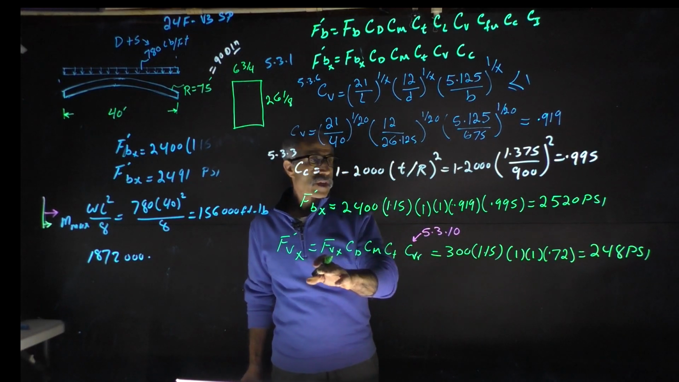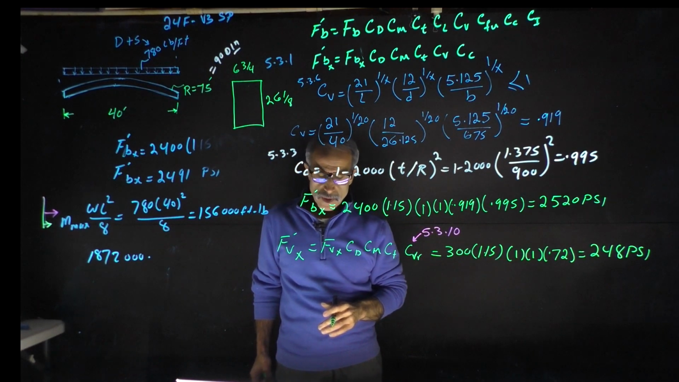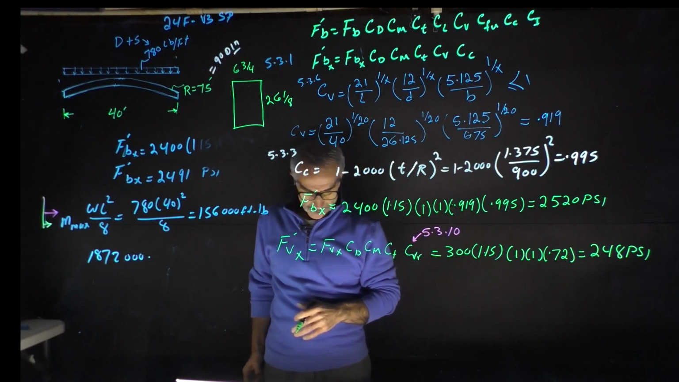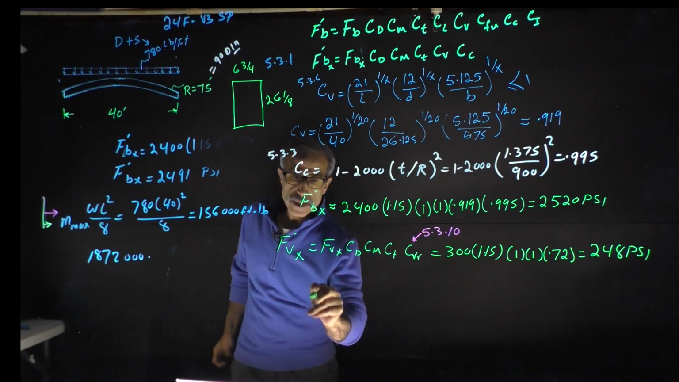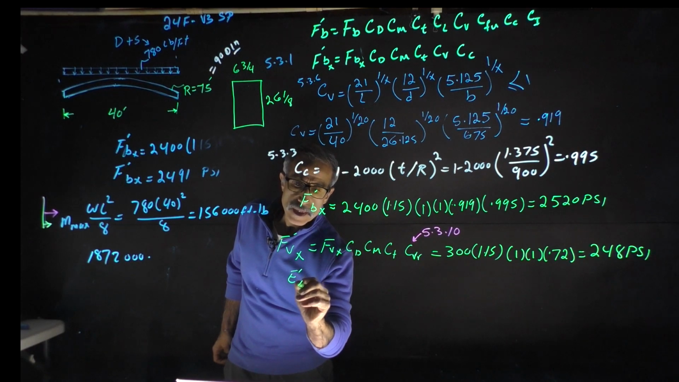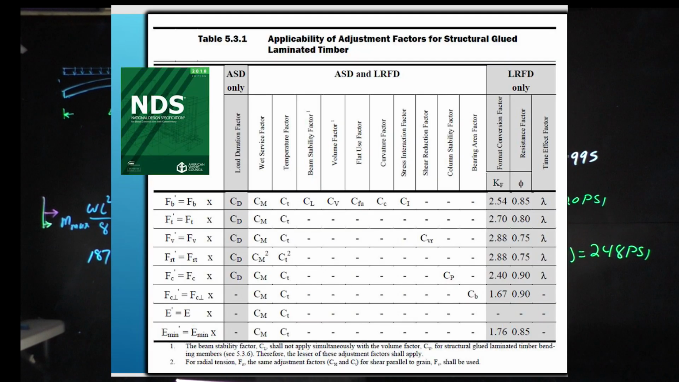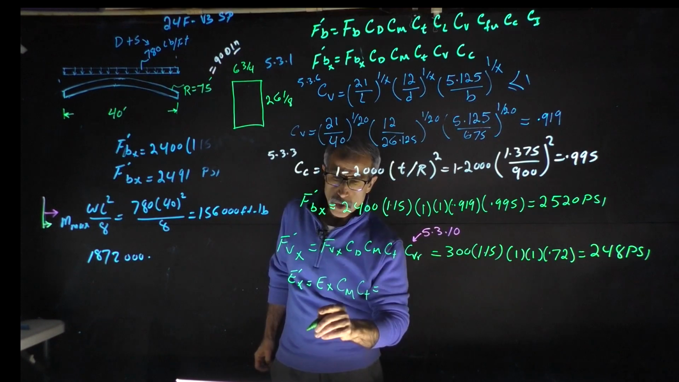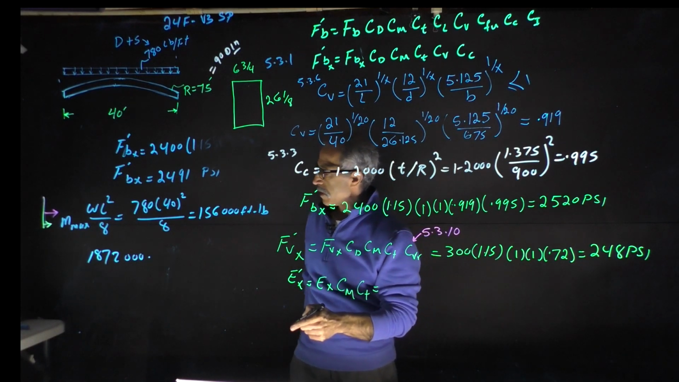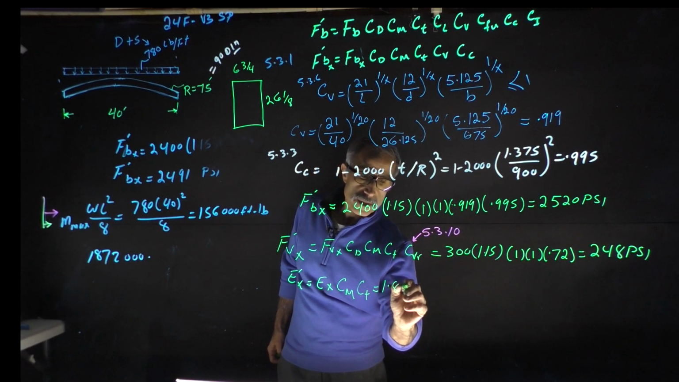All right, so now I have calculated all that. The next property I want to calculate is the modulus of elasticity, E prime X. Based on the same table, E prime X is EX times only CM and CT, which are both 1, so it basically comes out to 1.8 million psi.